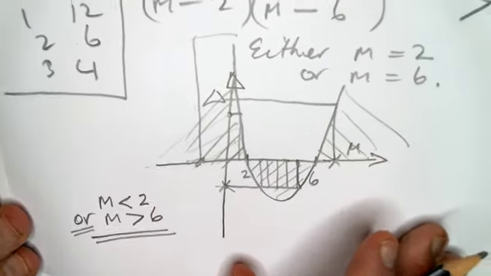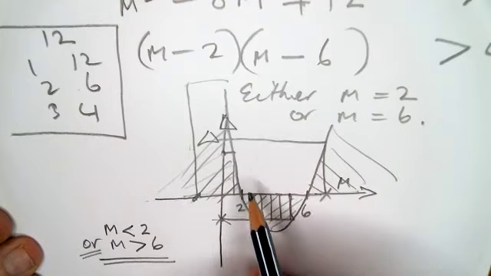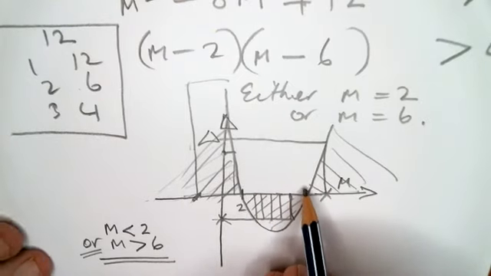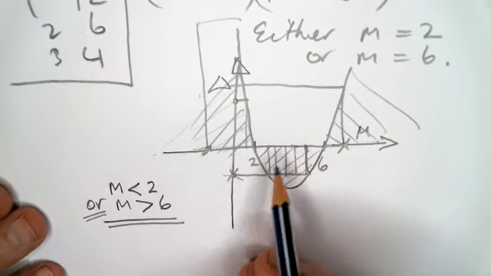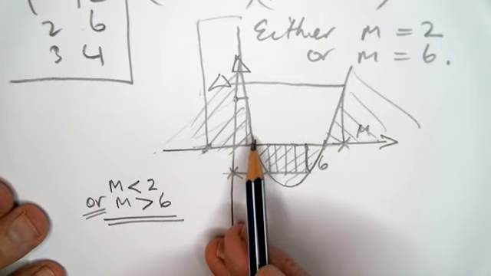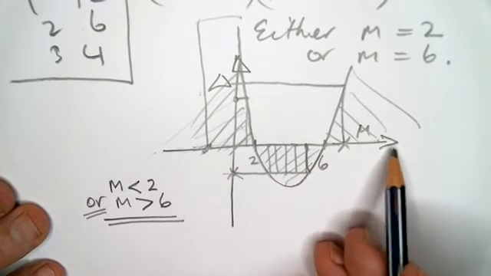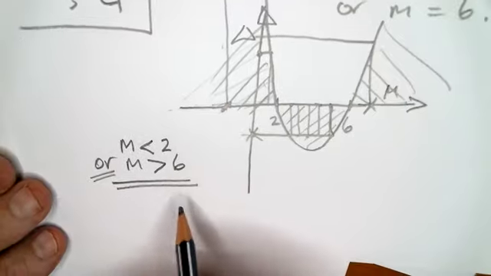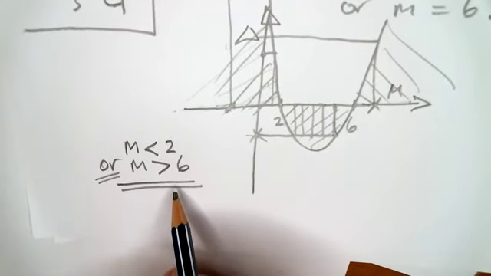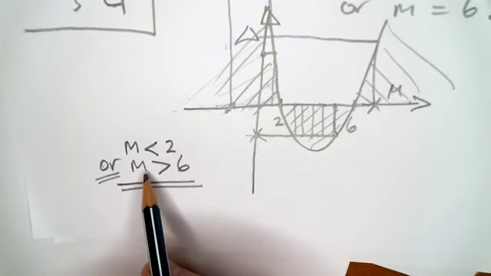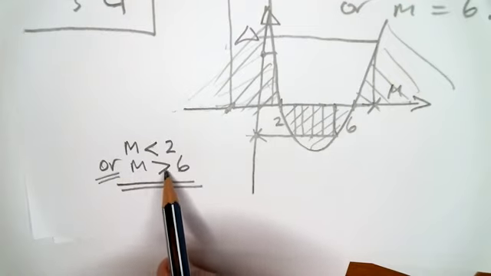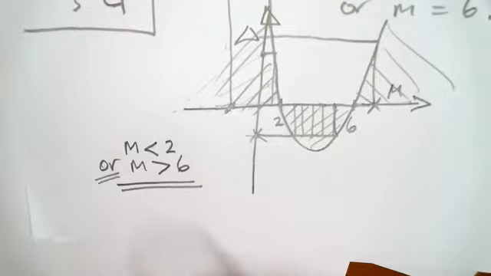All right, folks, the critical values, by the way, are still that or that, but the range is this and this, or in this case, this or that. So just be aware of that. There is our solution, and that is how I would write it: m is less than 2, or m is greater than 6. Hope that makes sense.